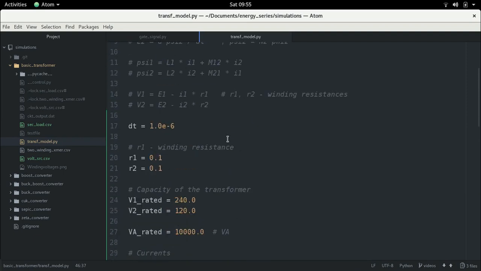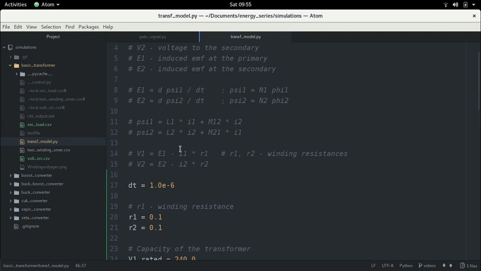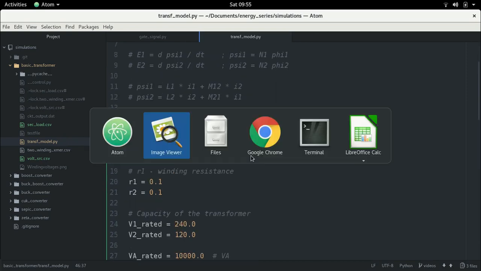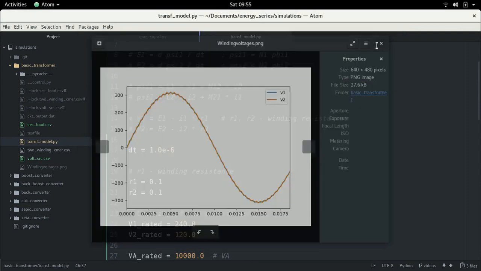Another way of decreasing the possibility of instability is to decrease the time step. But decreasing the time step usually prolongs your simulation. It just takes more time to simulate. So let me just close this.